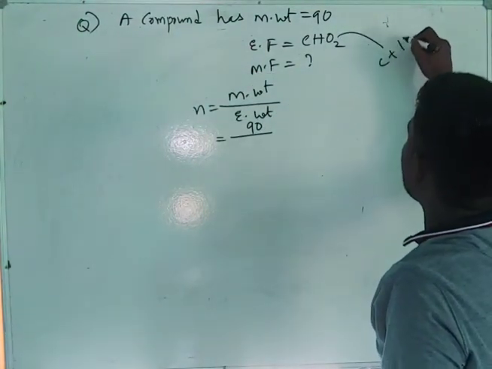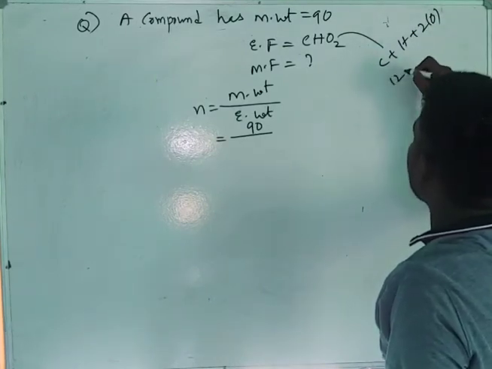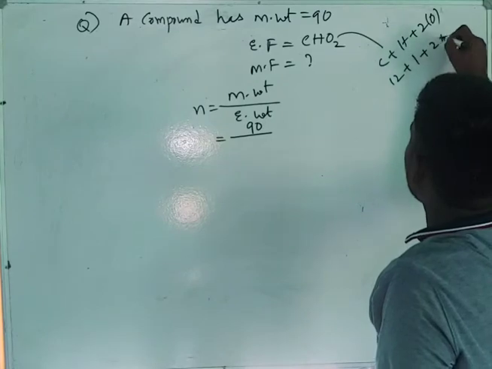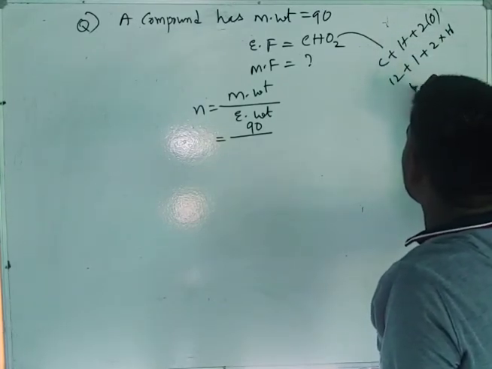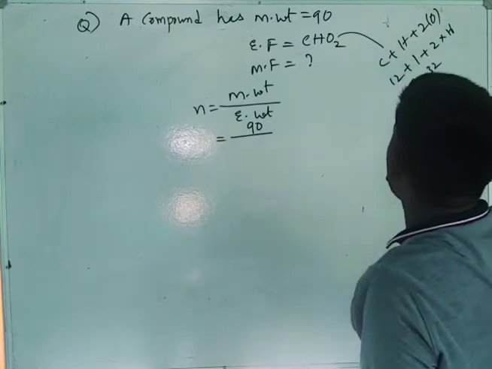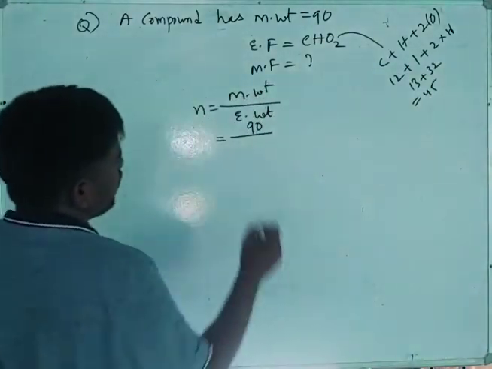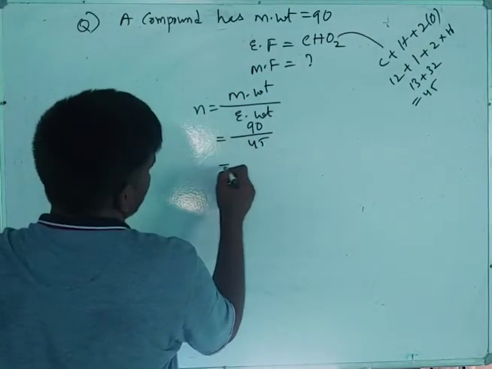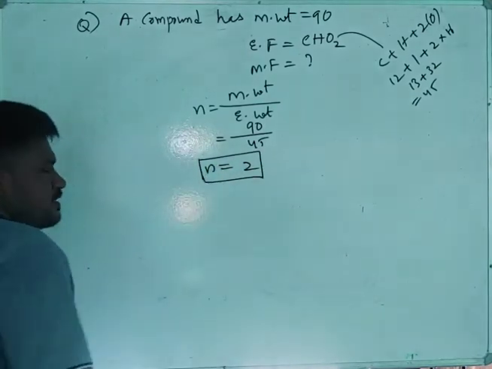1 carbon, 1 hydrogen, 2 oxygens are there. Carbon weight 12, hydrogen 1 and oxygen 16. So now here 12 plus 1 is 13, plus 32, which is equal to 45. Empirical weight, how much? 45. You can write here 45. Now n value is equal to 2, guys.